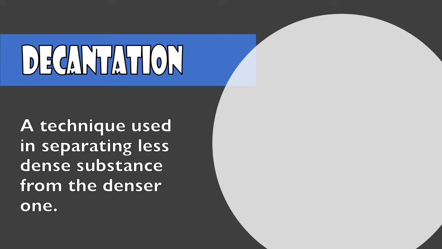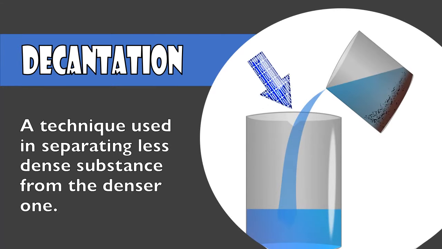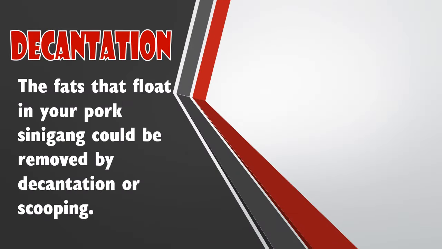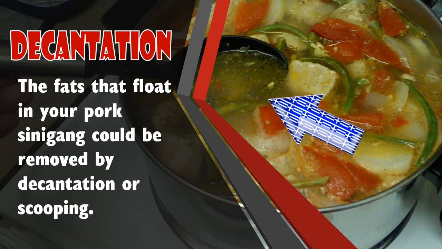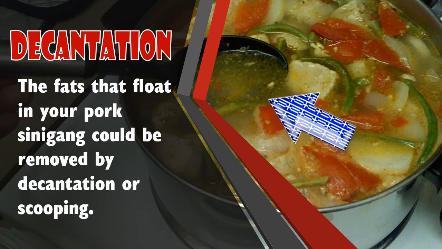Decantation is a technique used in separating a less dense substance from a denser one. The mixture should be left undisturbed, and it can be done by simply pouring the less dense substance into another container or by scooping using a spoon or cup. For example, the fats that float in your pork sinigang could be removed by decantation or scooping.